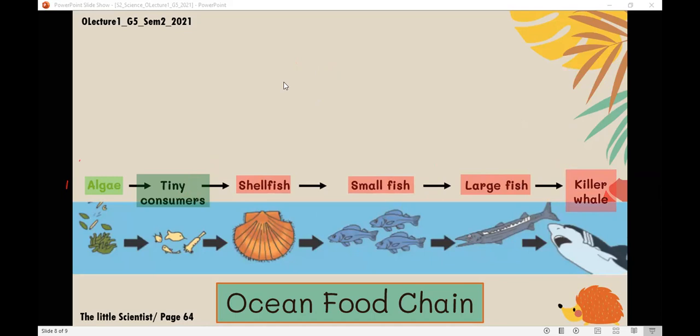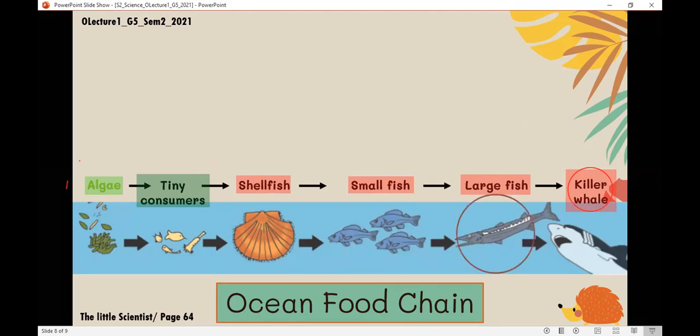Who is the apex predator? The killer whale. Why do we consider it an apex predator? Because nobody eats the killer whale. No other organism eats the whale.